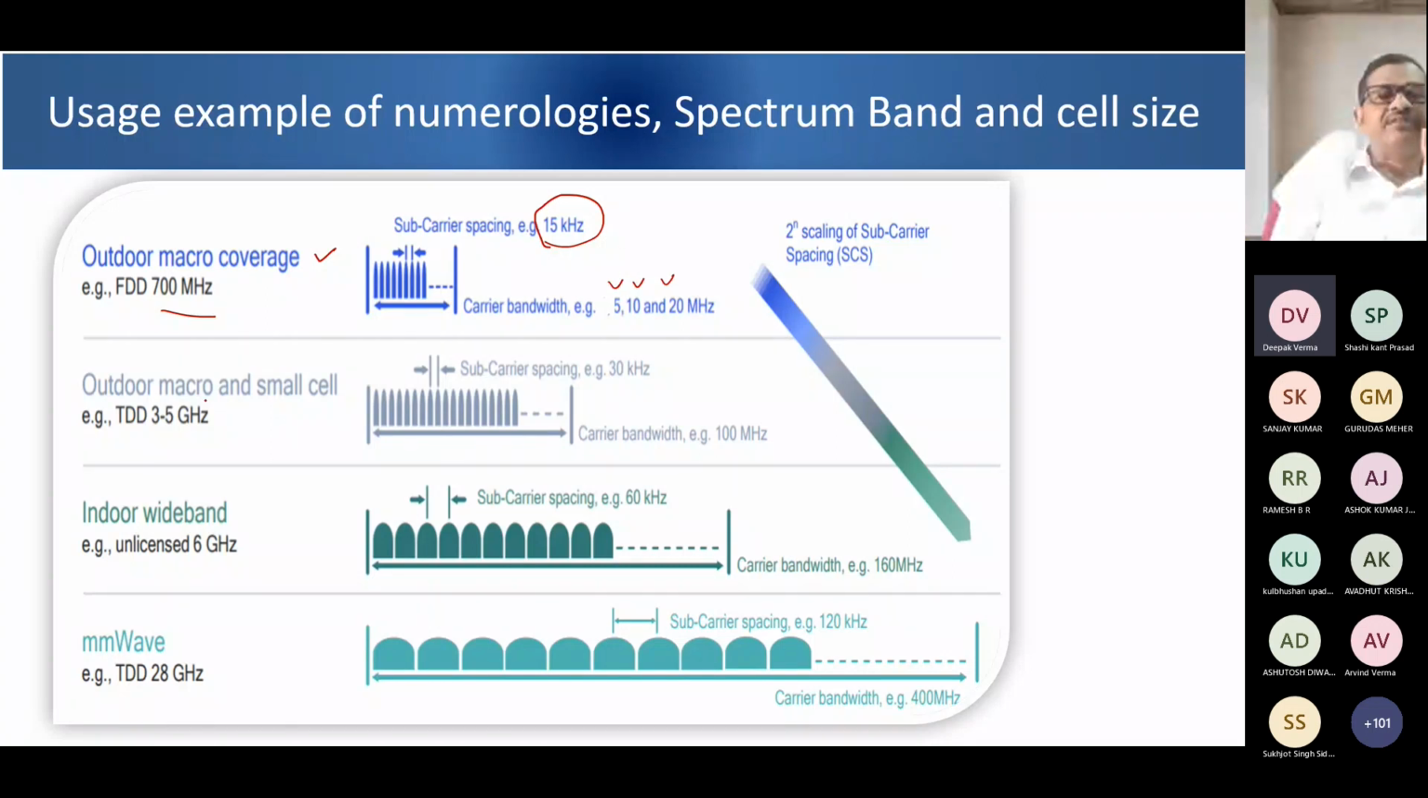Now, the other example they have given is of mid band, 3 to 5 gigahertz or 3.5 gigahertz. We know that these bands are TDD. Here they have talked about using 30 kilohertz subcarrier spacing and channel bandwidth of 100 megahertz. Yesterday also we were talking that in mid band in India we can at most give about 80 to 100 megahertz to our operators in the 3.5 gigahertz band. That is for outdoor macro and small cell coverage.